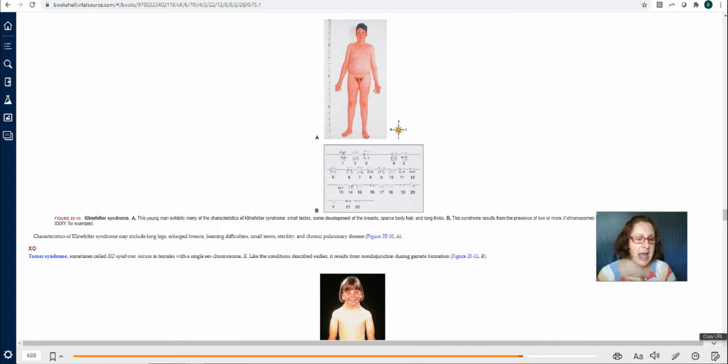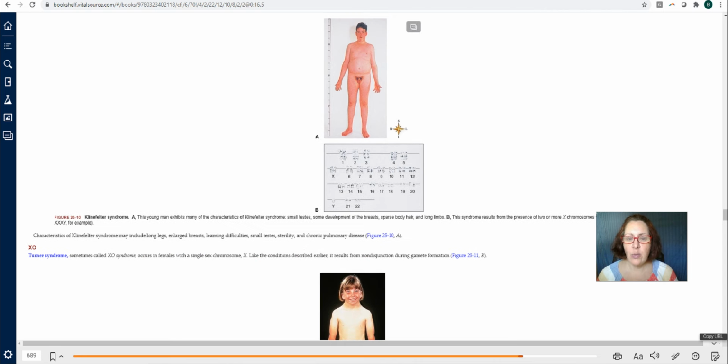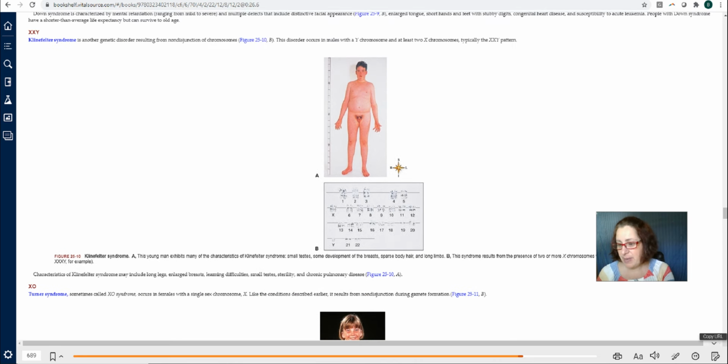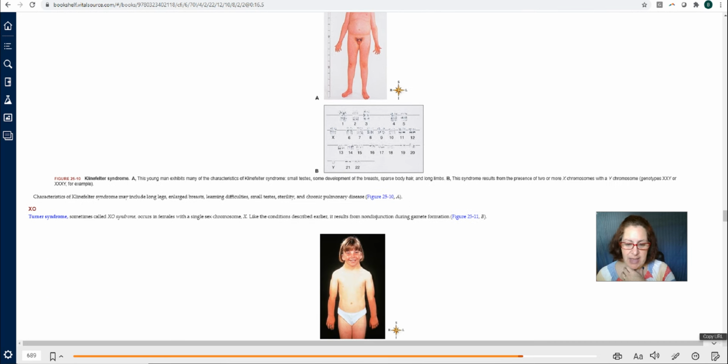So with this kind of child, they tend to have long legs, enlarged breasts, learning difficulties, small testicles, typically are sterile, and have some lung issues. So their body outwardly, you can see this picture here, has a penis. I mean, physically you would look at that and say it's a boy, but these other things are going on inside.